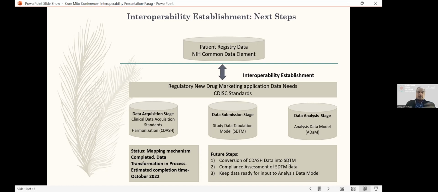And like Rhonda mentioned, there is a very fine process within CDISC to get this conversion quick and seamless. And then we do compliance assessment of STTM and keep the data ready for ADaM or analysis data. So when we keep it ready for ADaM, this is basically the data is ready to be analyzed for statistical analysis.